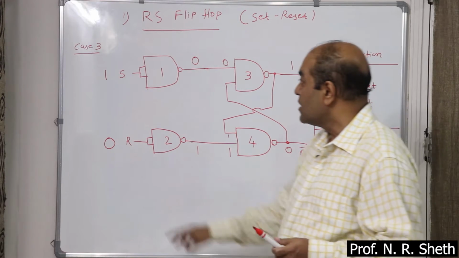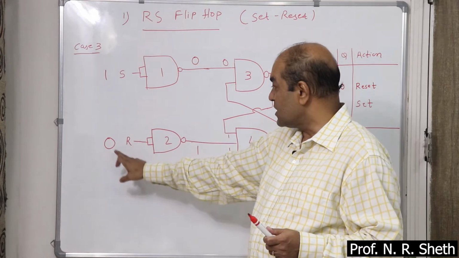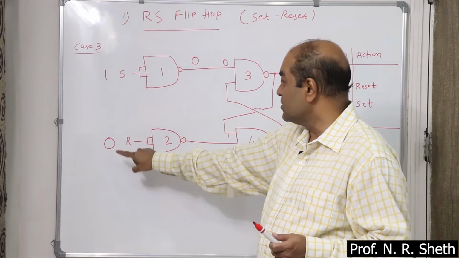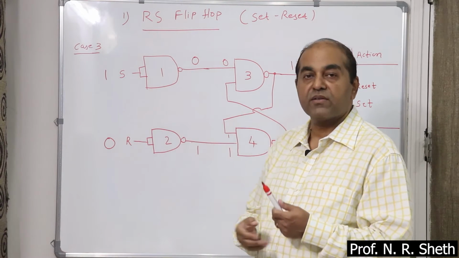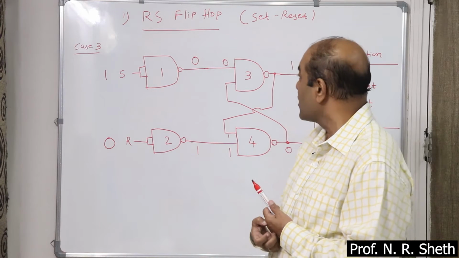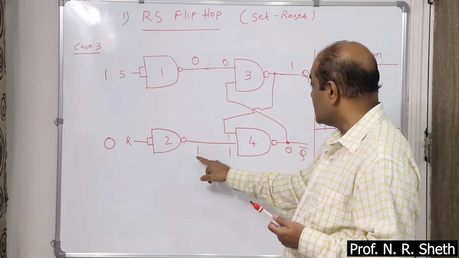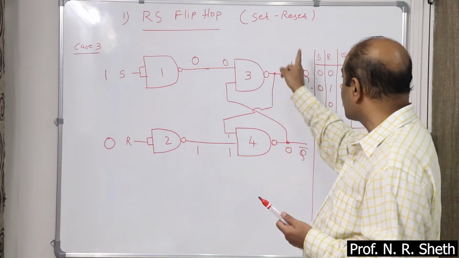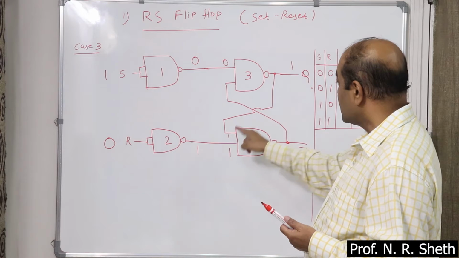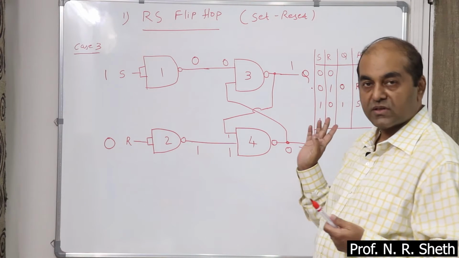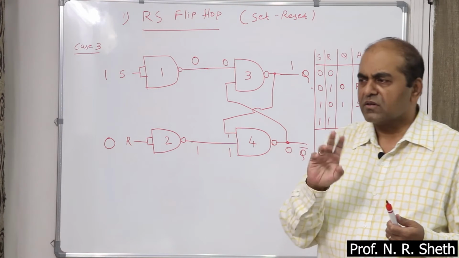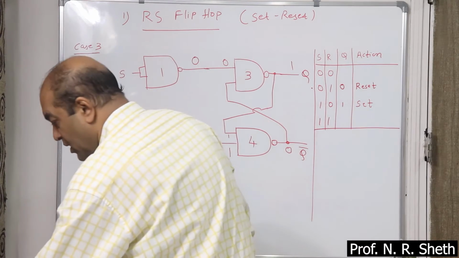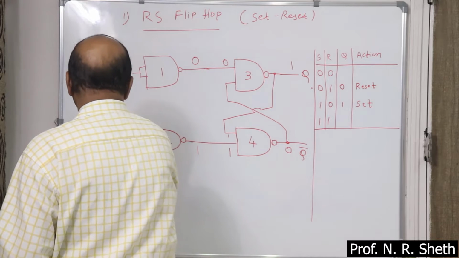Again, S is 1, R is 0. Actually, these 2 gates work as inverters. 0 comes here, 1 comes here; when one input is 0, output is 1, and 1, 1 gives output 0. So these 2 cases are simple. Now, case number 4.